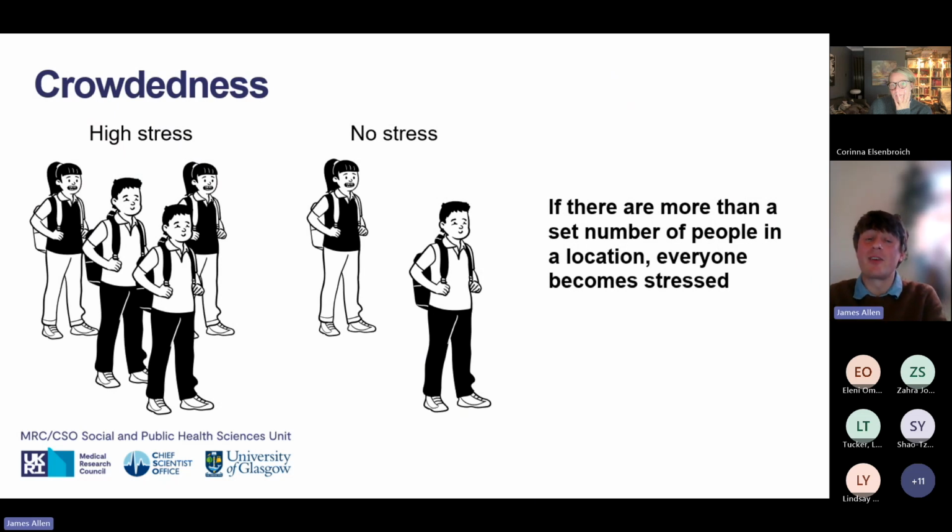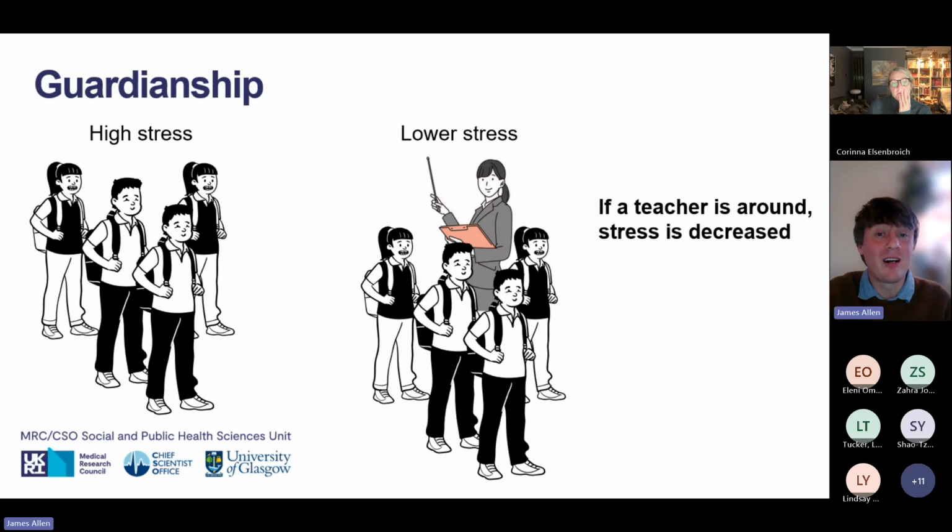We also have crowdedness. So crowdedness came up a lot as a key driver of stress in schools and corridors and places like that. So here, these students, lots of them together have high stress, and those two on their own have no stress. And essentially the rule in the model is if there are more than a set number of people in the location, everyone becomes stressed.